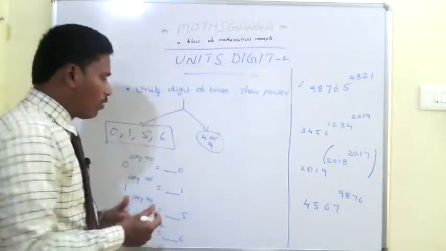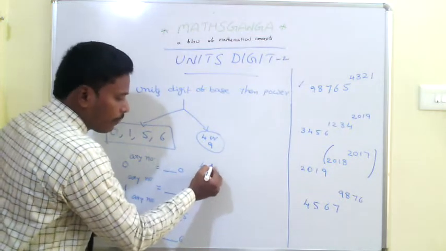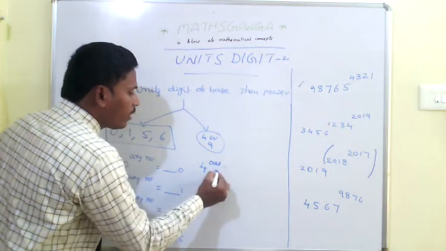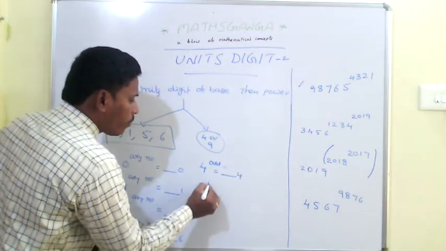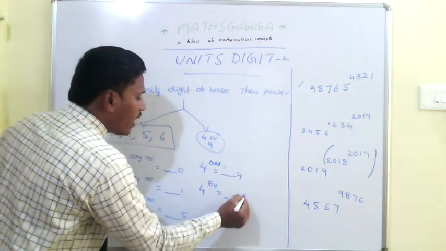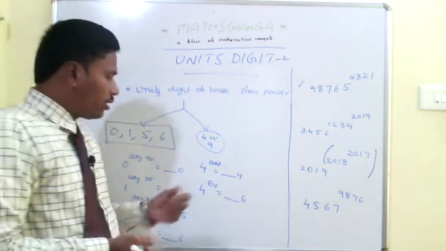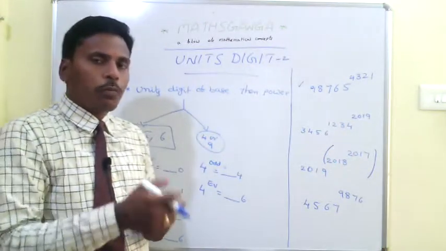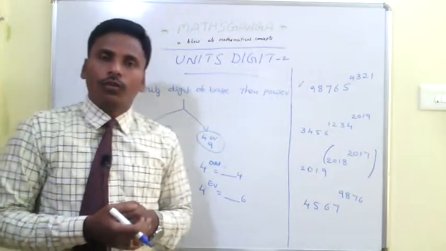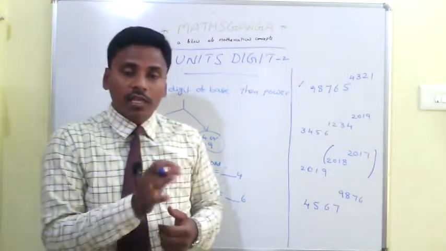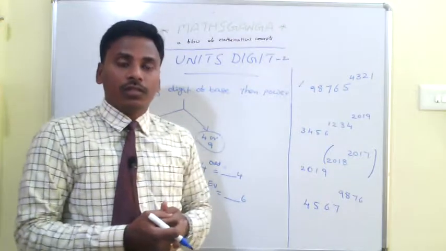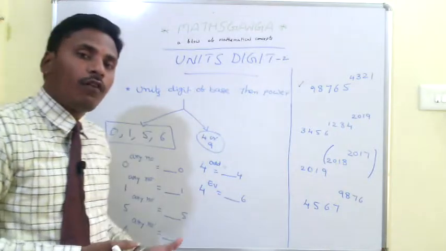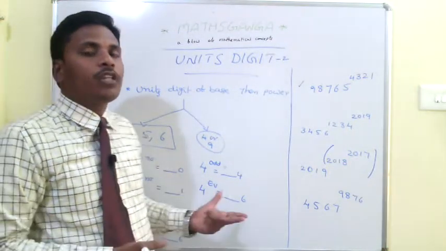Like that, if you observe, 4 power an odd number always ends with 4, whereas 4 power an even number always ends with 6. To memorize these things, just memorize 4 power 1 and 4 power 2. Since 4 power 1 is 4, 4 power any odd number ends with 4. Since 4 power 2 is 16, which ends with 6, 4 power an even number always ends with 6. How did we conclude this? By observing the powers of 4.